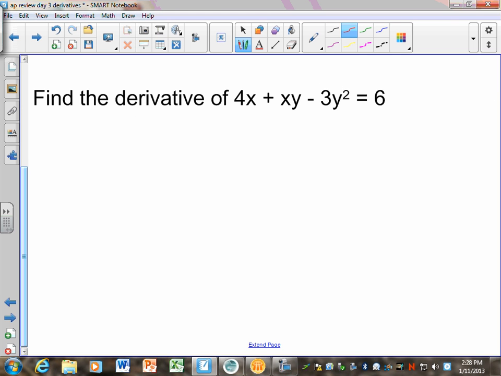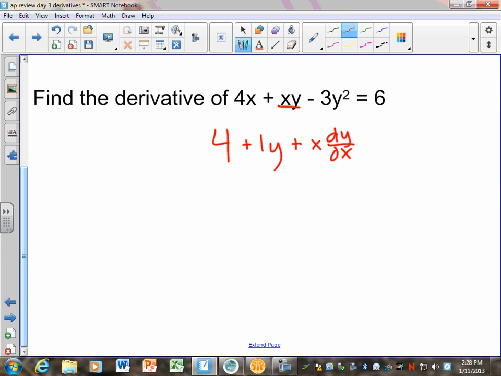So find the derivative of this. Well, the derivative of 4x is just 4. The derivative of x times y, I have to do the product rule. So the derivative of x is just 1 times y, plus, leave the first one alone, the derivative of y is just 1, but we're doing it with respect to x, so we have to put dy/dx there.